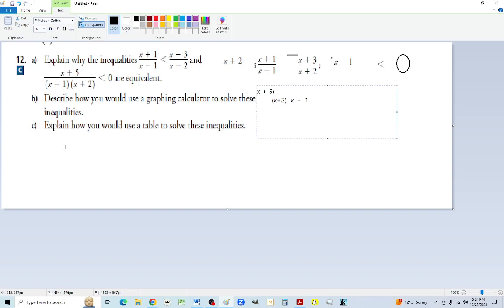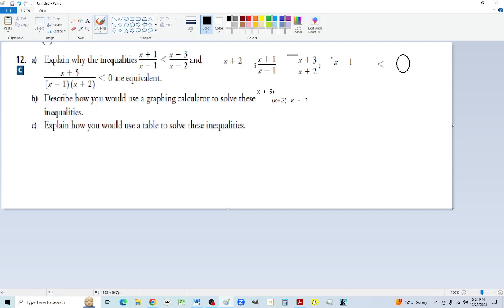How would you solve it? You punch it into the graphing calculator and you see when this graph is below that graph. Tables, you would use these as possible solutions, 1, minus 2, and minus 5, and see when it becomes, since it's supposed to be smaller than 0, when it becomes negative.